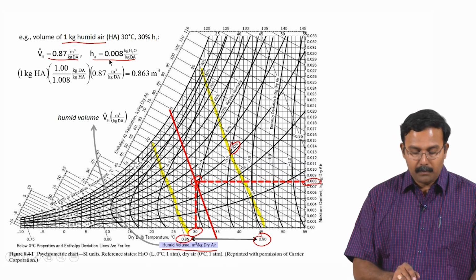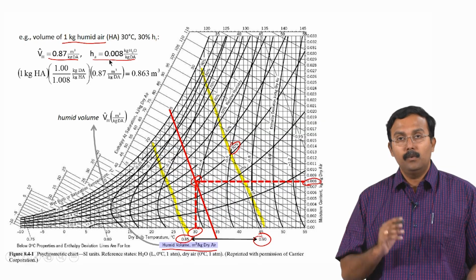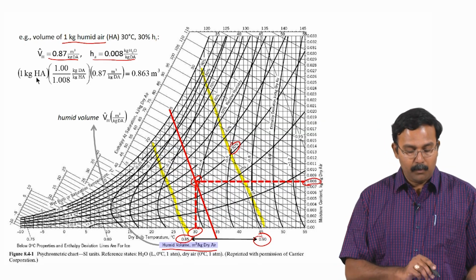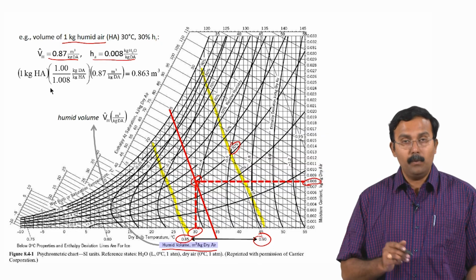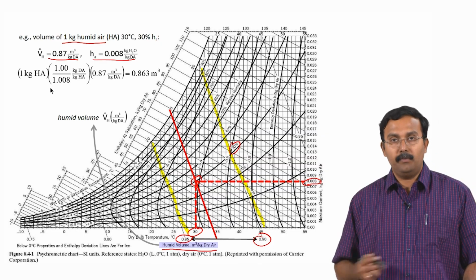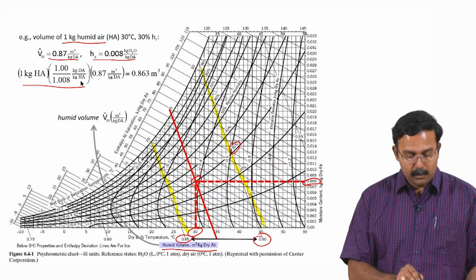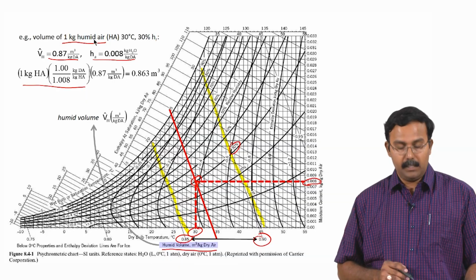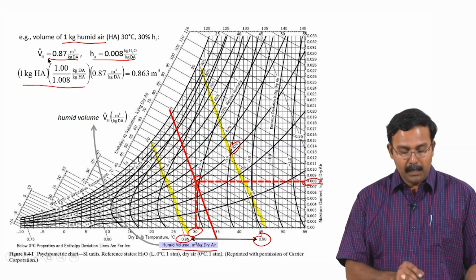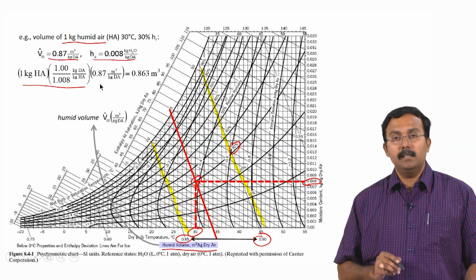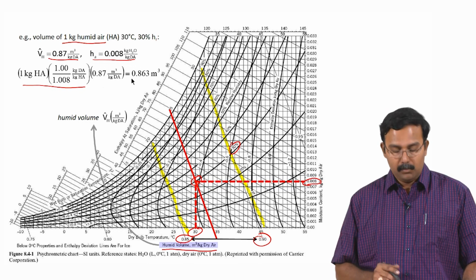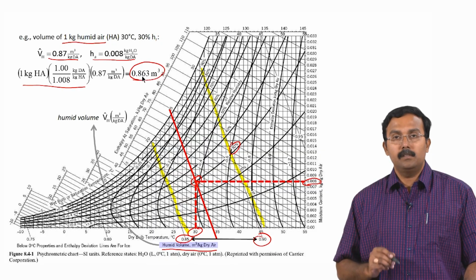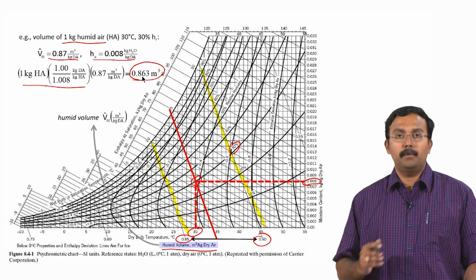So, 1 kilogram of dry air would actually contain 1.008 kilograms of humid air. So, 1 kilogram of humid air would contain 1 divided by 1.008 kilograms of dry air. So, that would be this term. That would give us the mass of dry air in the given conditions. That multiplied by the humid volume will give us the volume of the humid air, which is calculated as 0.863 meter cube, and this gives us an idea as to how to perform these calculations.